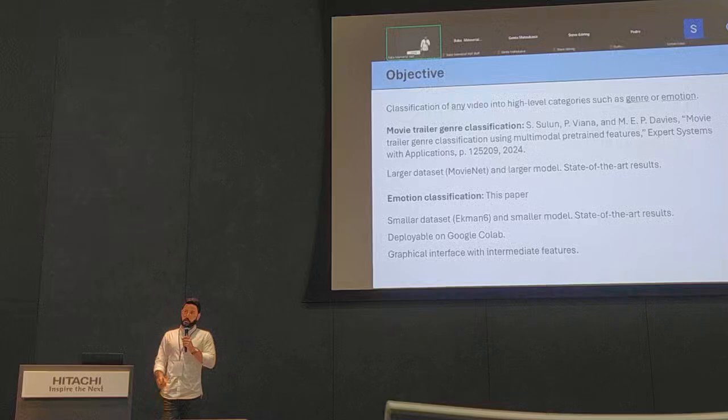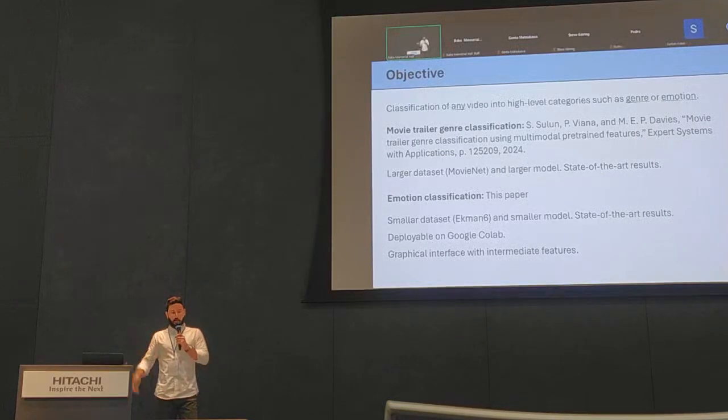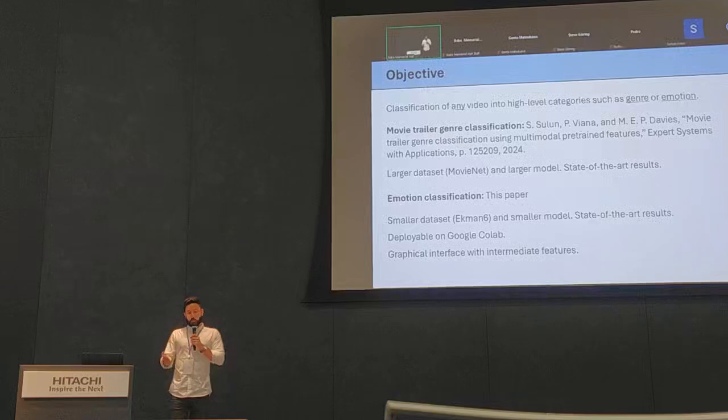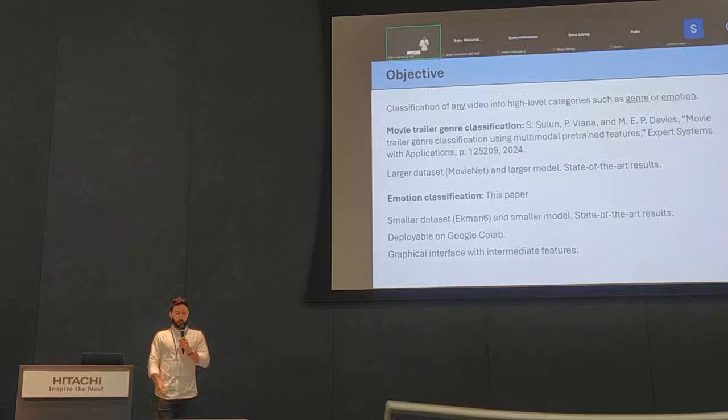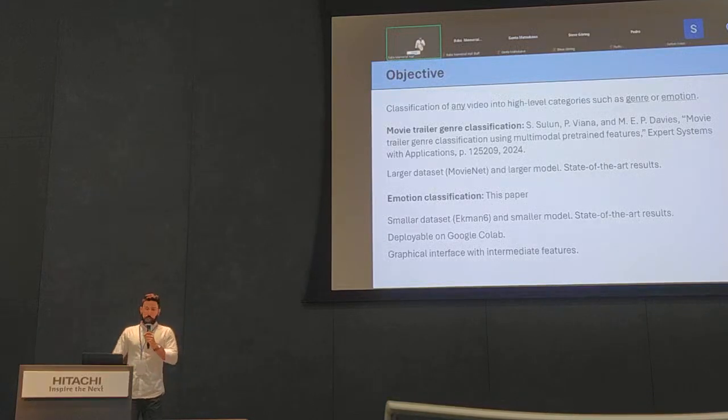For emotion classification, I had trained it on the Ekman 6 dataset, so it has emotions and the videos. So I had to use a smaller model because of overfitting, and once again we obtained state-of-the-art results. And because it's a smaller model, it is deployable on Google Colab, and I put a graphical interface with intermediate features.